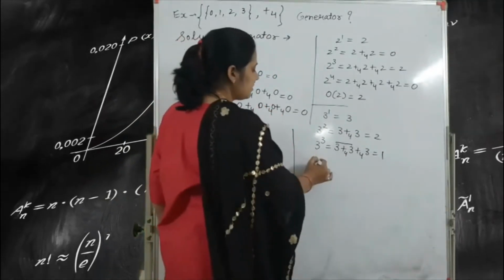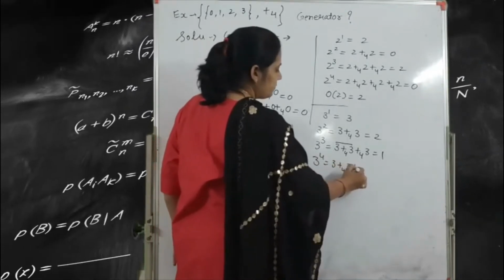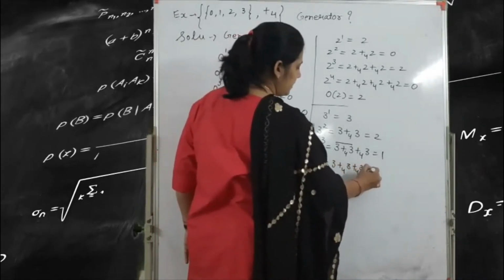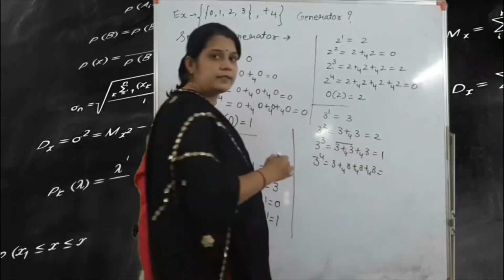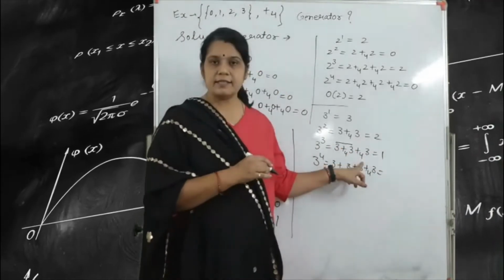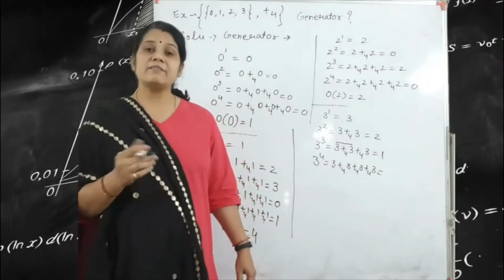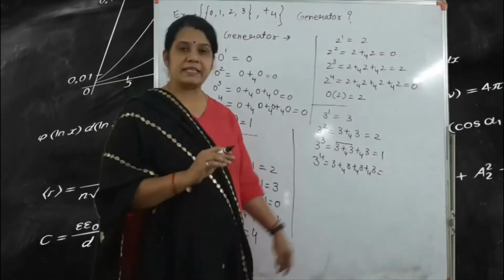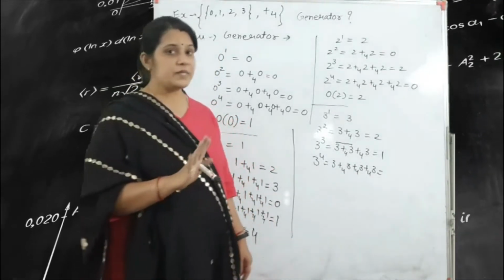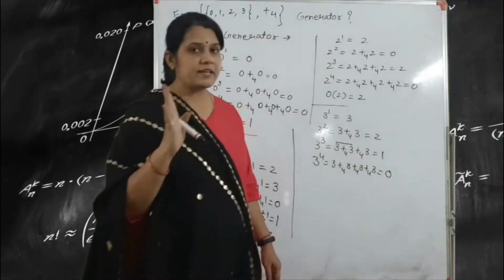Okay, next is 3 raised to the power 4. So 3 addition modulo 4 3, addition modulo 4 3, addition modulo 4 3. That means 3 plus 3 is 6, plus 3 is 9, plus 3 is 12. 12 divided by 4: 4 threes are 12, that means the remainder is 0.